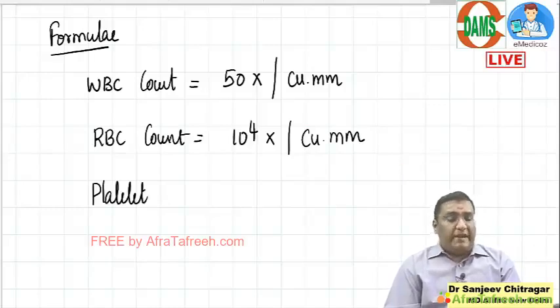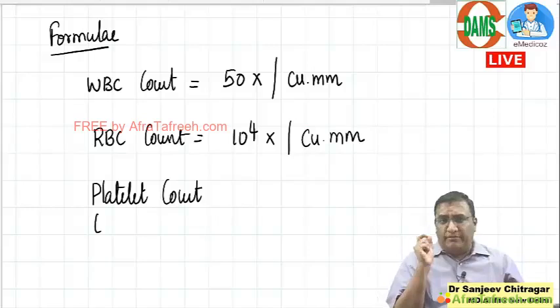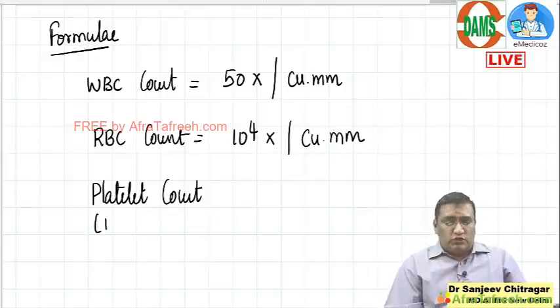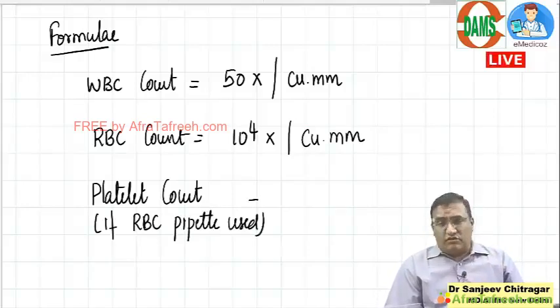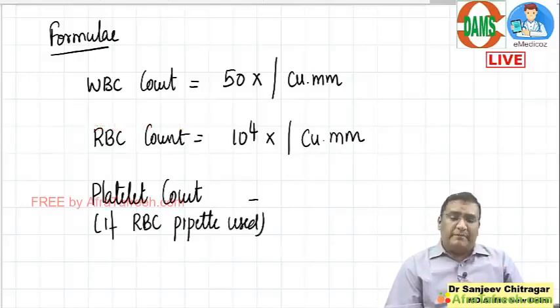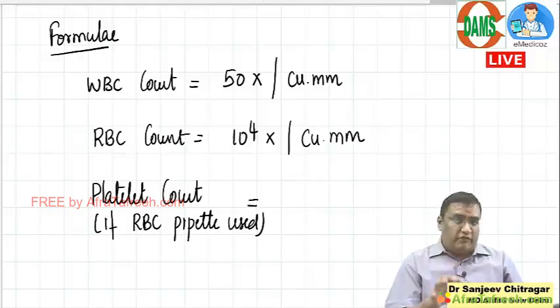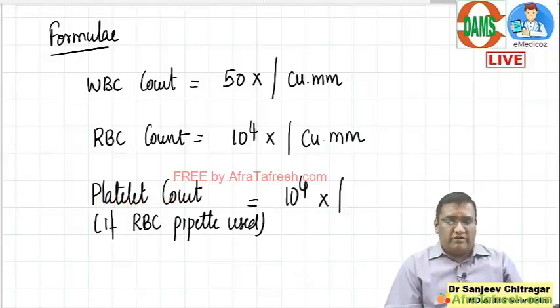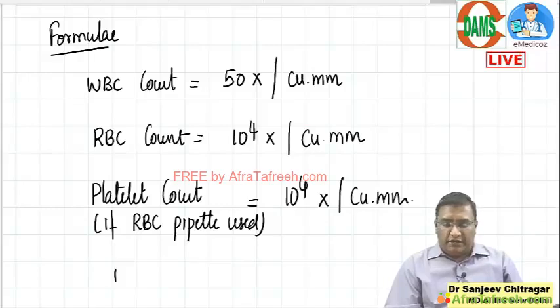Next, for platelet count. There are 2 ways to do platelet count. Initially we do it with an RBC pipette. See, platelets are always counted in the RBC chamber. If an RBC pipette is used, then the dilution will be absolutely similar to that of RBC. That is why 10 to the power 4x per cubic millimeter.